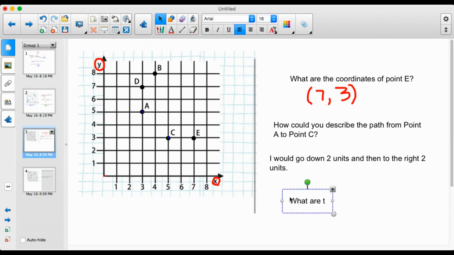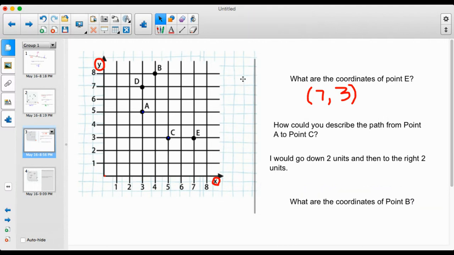I'm going to say, what are the coordinates of point, I don't know, B? Make it a tricky one. So let's look at B with my purple. So here's point B, right there. So remember, we have to go over first, then up. So I'm going to start at my origin, and I'm going to go, okay, 1, 2, 3, 4. Right there. I'm directly underneath that.